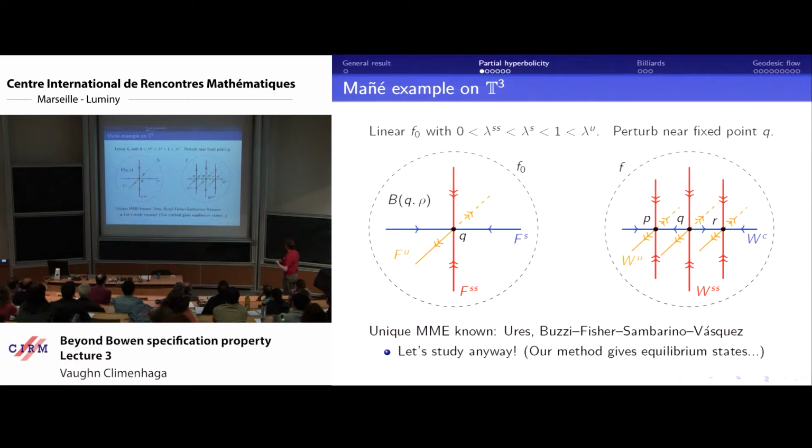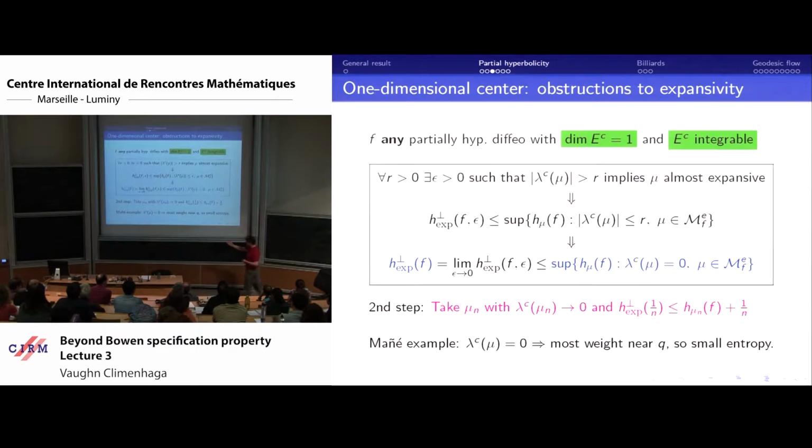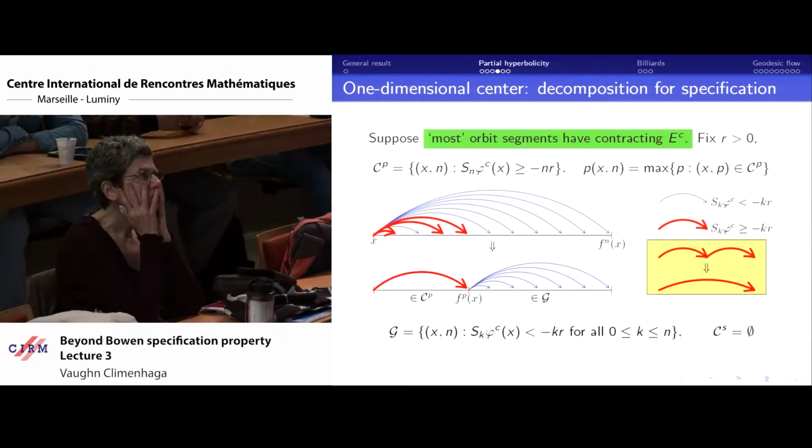The center direction is contracting uniformly everywhere outside the pole of the perturbation. So the only way to have a 0 center exponent is if you spend almost all of your time right here. That is not a good way to produce entropy. So the conclusion is that every ergodic measure for the Monnier example, which has 0 exponent, is going to have small entropy, and you can make all of these estimates precise. But it's a little more painful, so I won't. So that's the idea to controlling entropy.